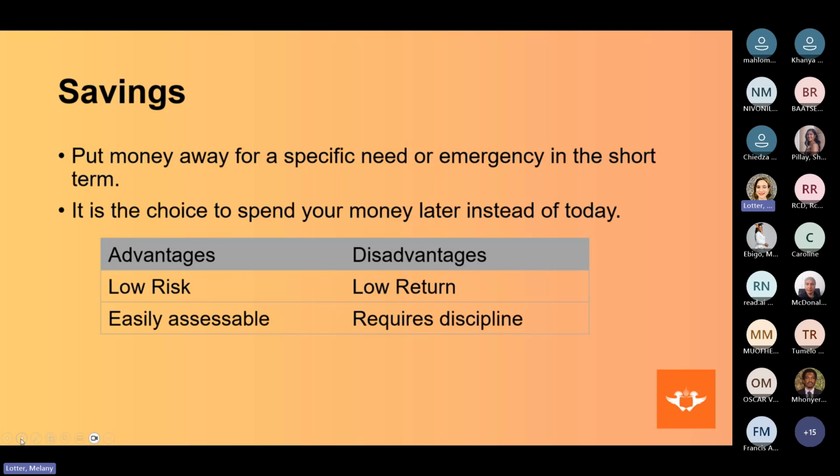But because it's low risk and you can access it easily, it's also a low return. Okay, it's not something that you are planning. It's not for retirement, because when you plan for retirement, it's long term and you want a higher return.